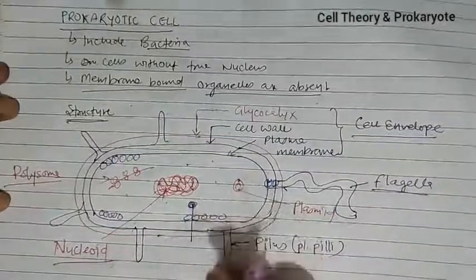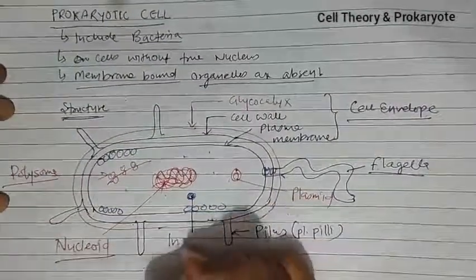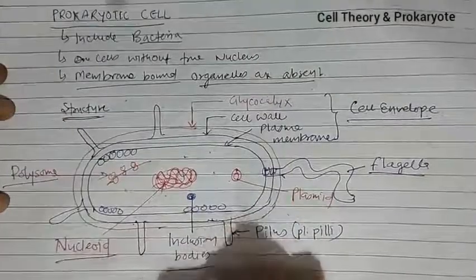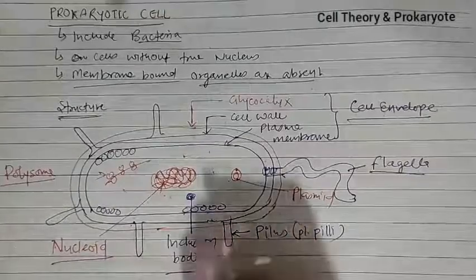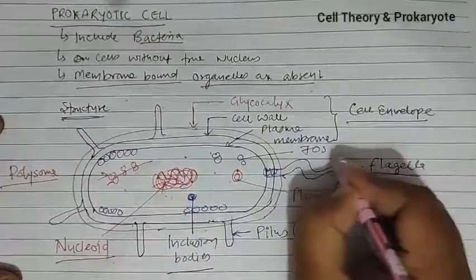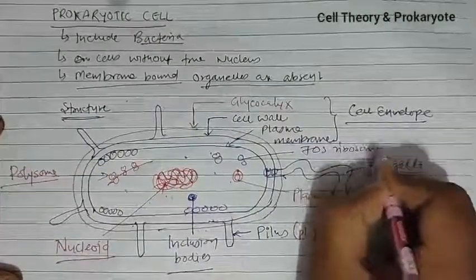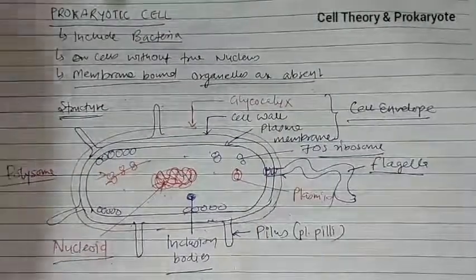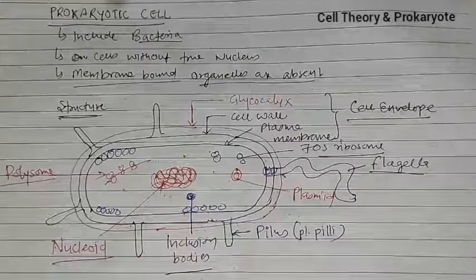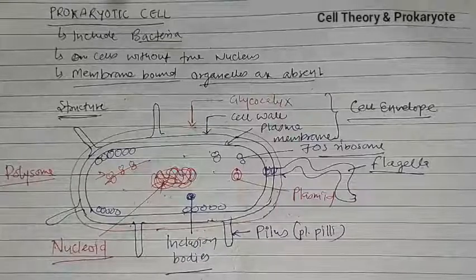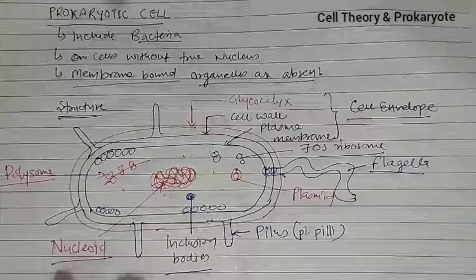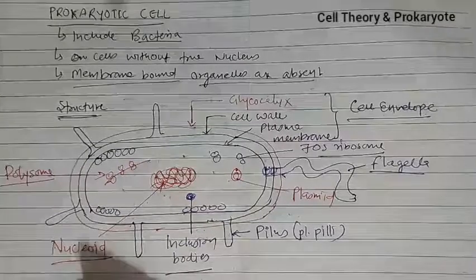One more thing there I find, that is a presence of inclusion bodies. Now polysome is found, but with that 70S ribosome is found free in this cytoplasm. So this type of structure is visible in case of this one envelope system, then pili, flagella, nucleoid, polysome, respiratory enzymes. All this with inclusion bodies.